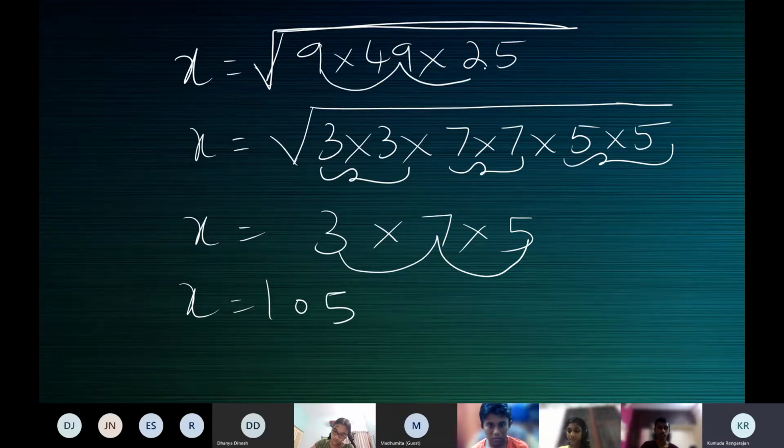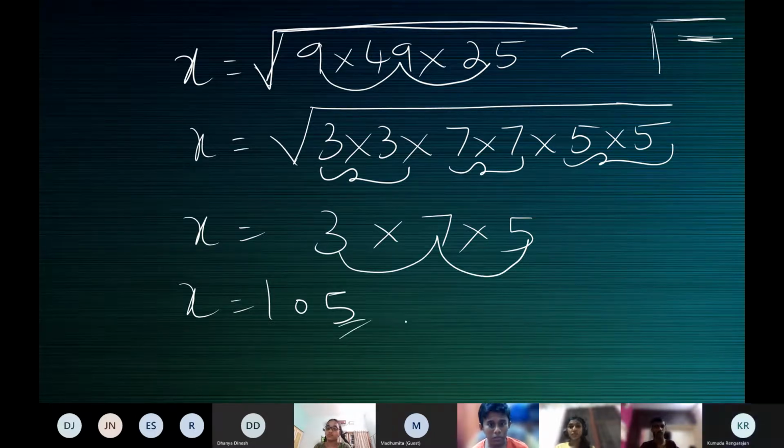Imagine you multiply these three numbers, you get a bigger number, and then you have to find the square root of that big number. It's time consuming. You will get the same answer, but it's time consuming. This is how you're expected to do it. When you have some numbers under the square root, you break down the numbers and write them as a product of their prime factors. 9 as 3 into 3, 49 as 7 into 7, 25 as 5 into 5.